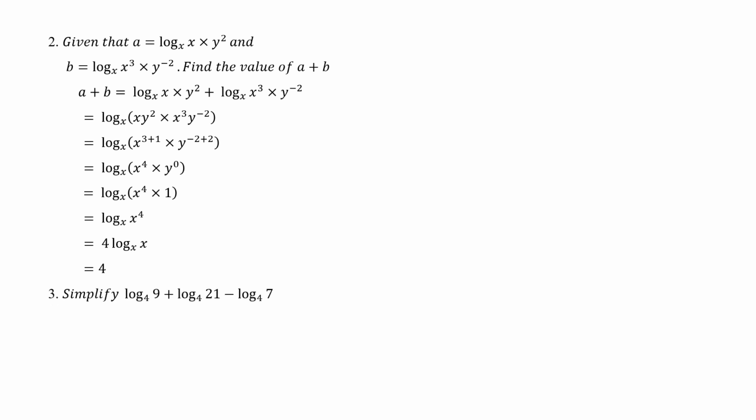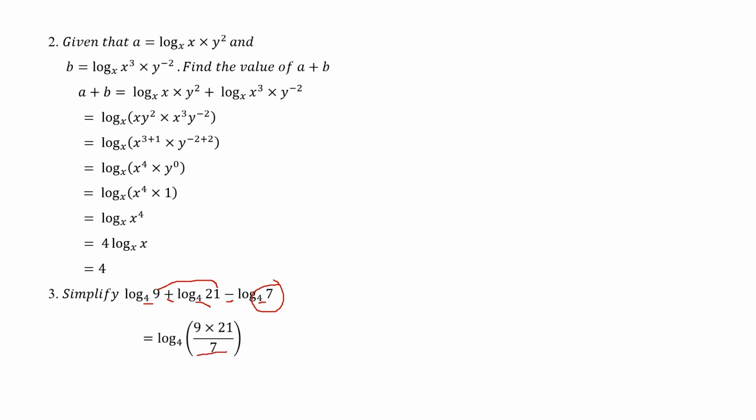We go to number 3, simplify log of 9 base 4 plus log of 21 base 4 minus log of 7 base 4. When you look at the bases, they are the same, base 4, base 4, base 4. Then we have an addition there, then a subtraction there. So we are going to multiply 9 times 21, then divide by the 7 on the next step.